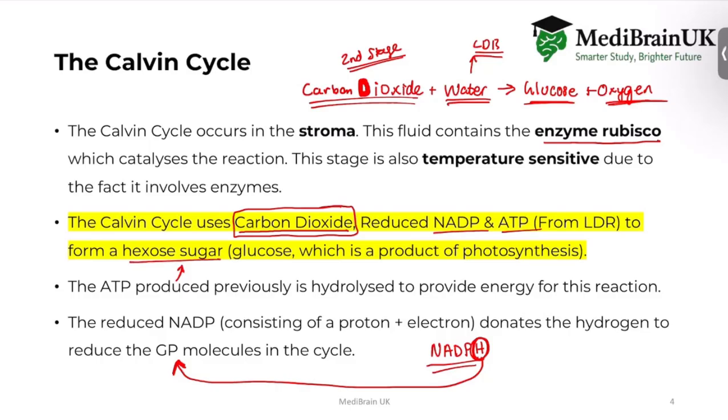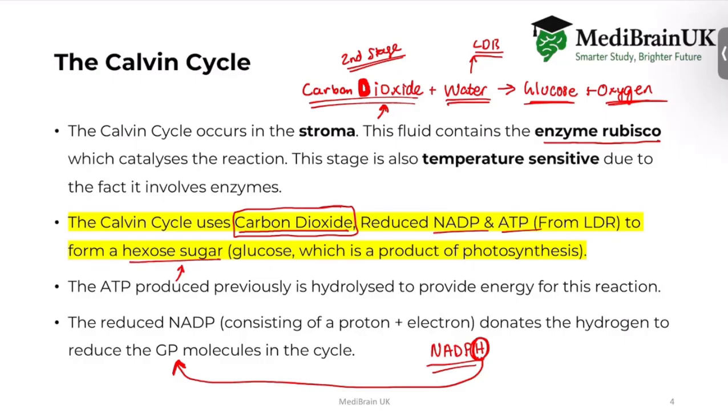So again, the key takeaways from this slide which you need to be aware of: we've already spoken about the Calvin cycle taking place in the stroma. There's an enzyme called rubisco, and that's the catalyzing part of this reaction. The Calvin cycle is going to be using carbon dioxide, because that's an important part of photosynthesis, and you're going to be using the products from the previous reaction, which are your NADPH and your ATP.